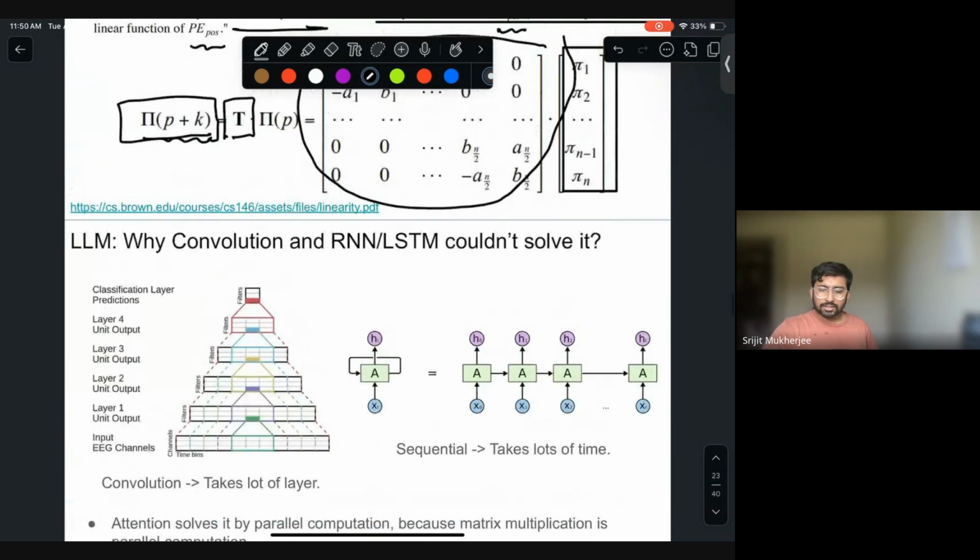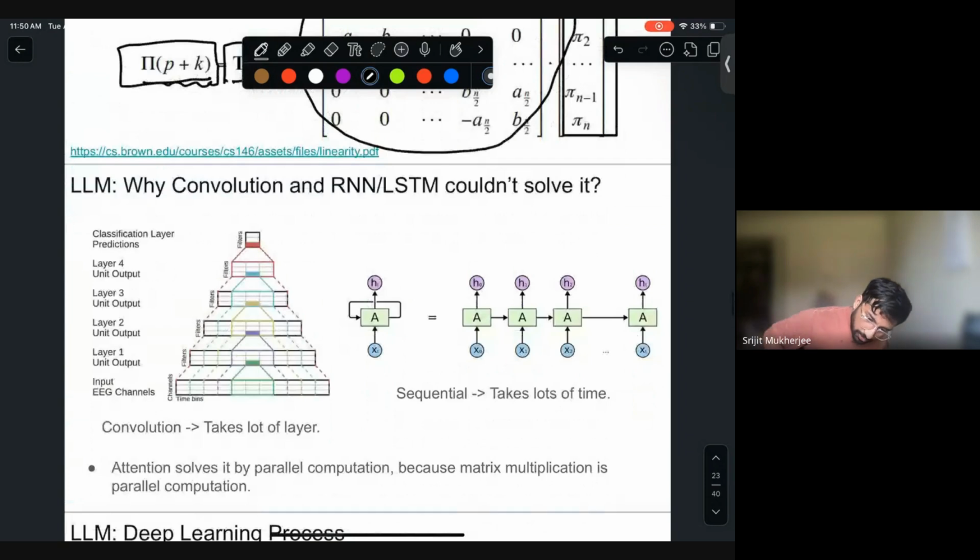Okay. So the final thing: why convolution and RNN LSTM cannot solve this. The answer is again beautiful.